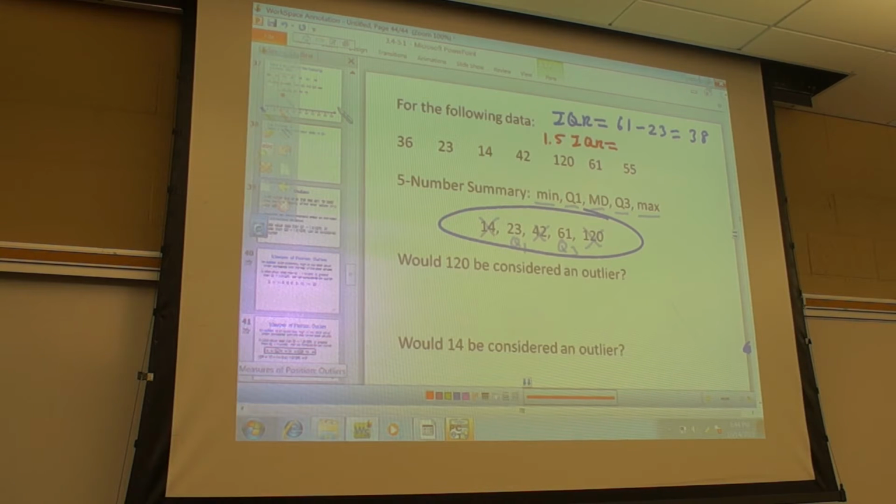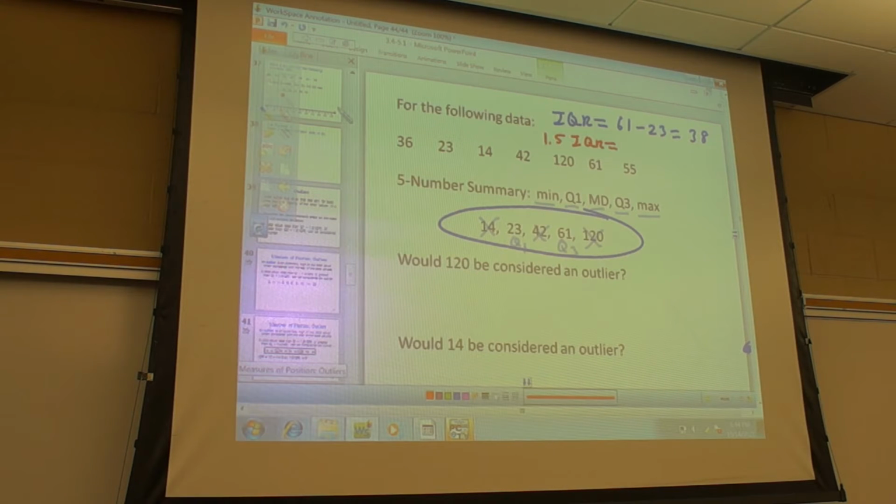I want 1.5 IQRs. 1.5 IQRs from the first boundary, minus 34, and the positive probability 118. All right, how do you find 1.5 IQRs?